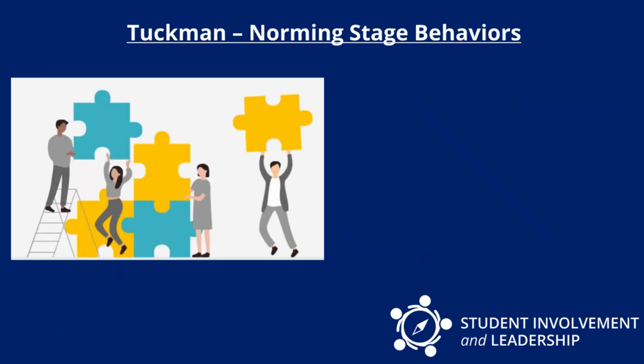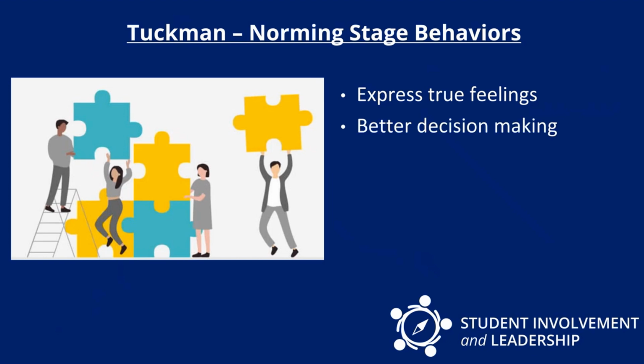So what behaviors do you expect to see in the norming stage based off all those emotions and what we've discussed so far? People are going to be expressing those true feelings. There is going to be better decision making occurring because people are able to present all their different opinions, which is very essential to making effective decisions. Not great to just go with the first idea that comes to mind. People are going to be able to give that effective feedback once again, sort of all leading to one another. All these things are intertwined where more feedback, better decision making.